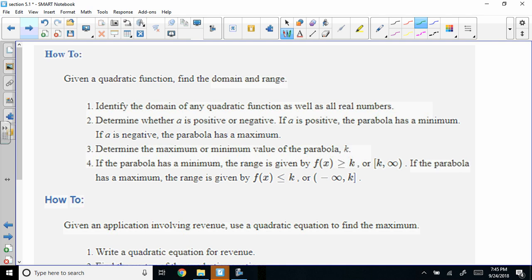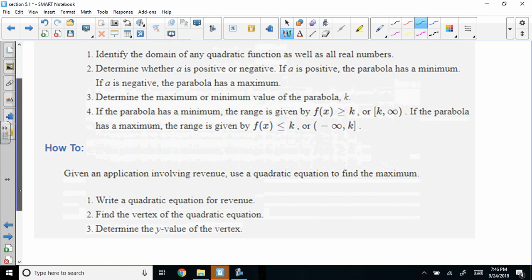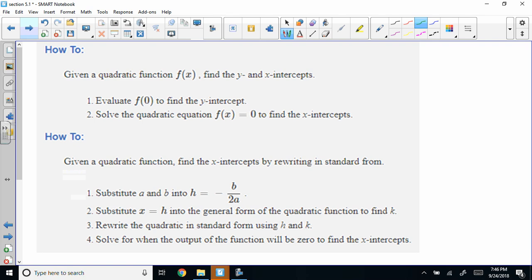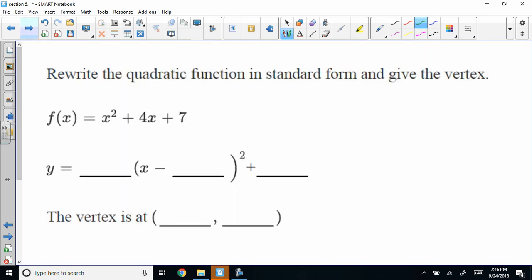Don't worry about domain and range. We're going to talk about that, and we'll talk about all the other stuff. So let's just kind of get started. Okay, it's talking about x-intercepts, y-intercepts, so we'll just do it.